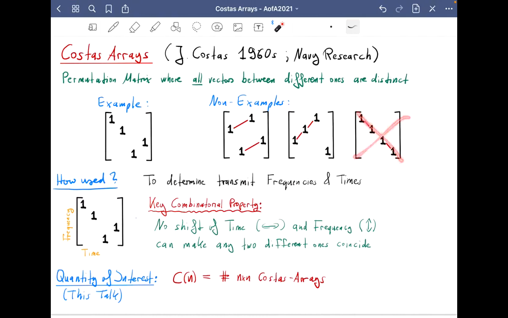And I invite you to check that in this 4 times 4 permutation matrix, all the 6 vectors between these two pairs of ones and so on are all distinct. Just take my word for it that this is true in this example.